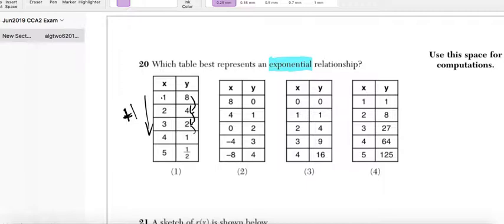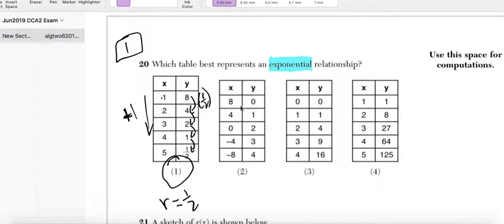4 divided by 2, 2. 2 divided by 2, 1. 1 divided by 2, a half. But dividing by 2 is the same as multiplying by a half, or times 0.5. So that's exponential because every time x goes up 1, the b or r value is equal to 1/2. That's what we're multiplying by each time, right? I'll call it r for ratio. So that's an exponential function. All right? So answer's choice 1.